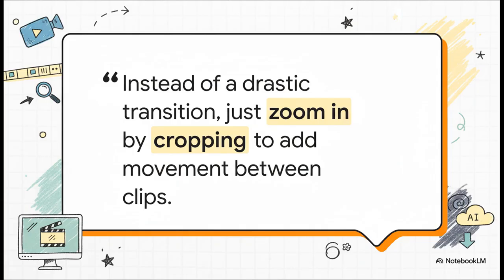When you have 2 clips of yourself talking back to back, instead of a weird transition, just zoom in a little bit on the second clip. It creates this cool, dynamic jump cut effect that adds energy and just looks really polished.